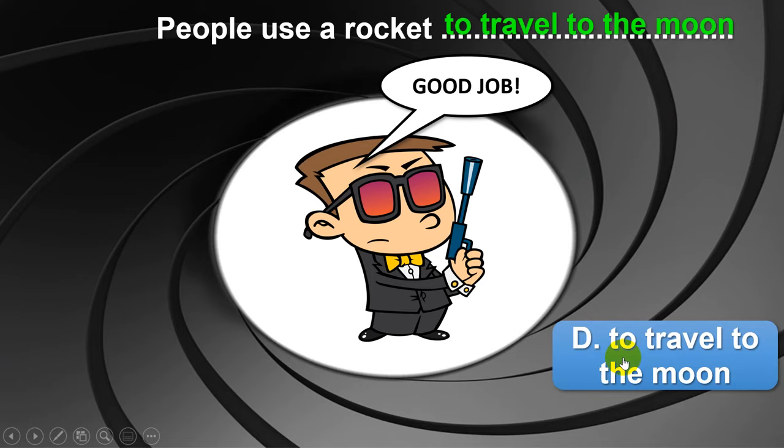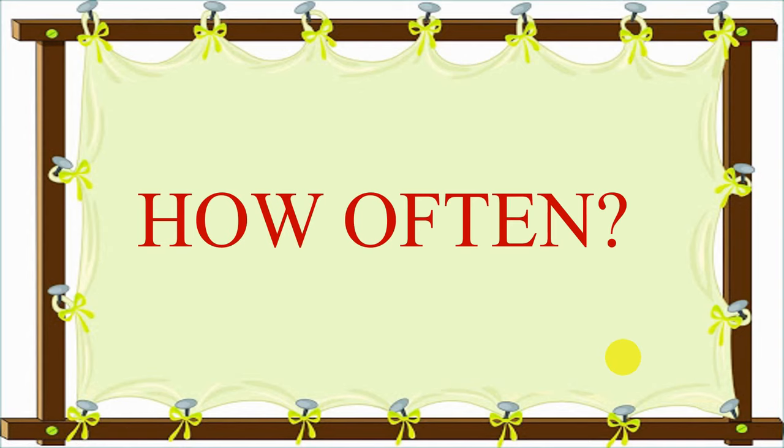Okay, it's easy, right? Now, everyone listen and repeat: people use a rocket to travel to the moon. Okay, you did a good job in this game, everyone. So, do you understand how to use the infinitives of purpose? Yeah, I bet you got it. Okay, now let's move to the next part of our lesson today.